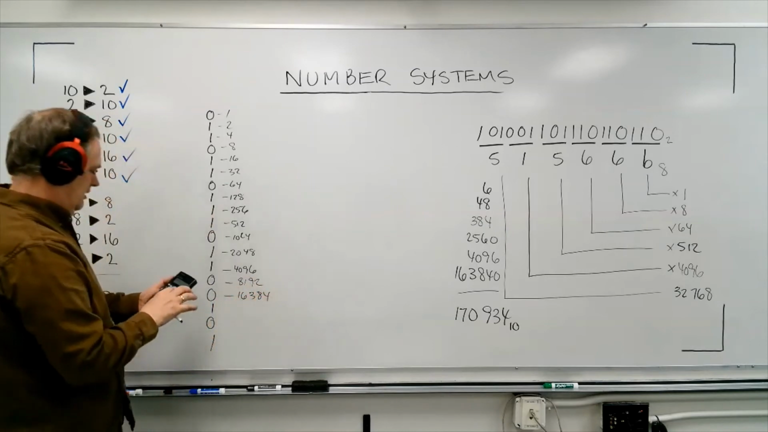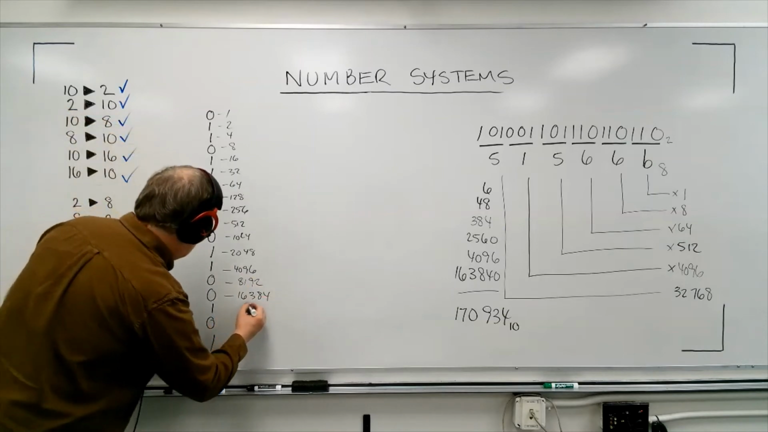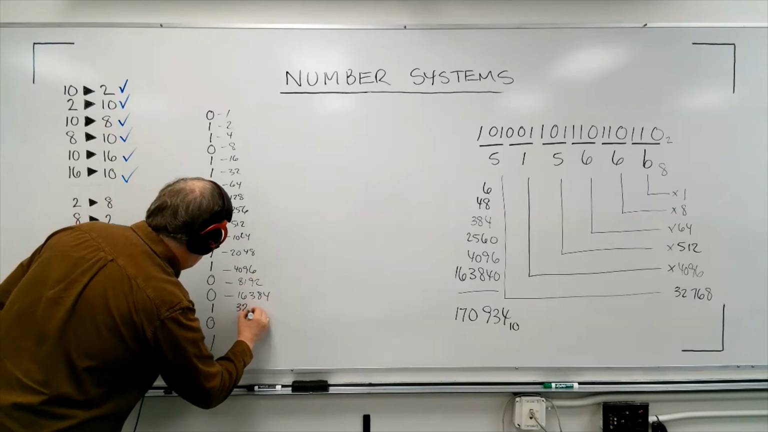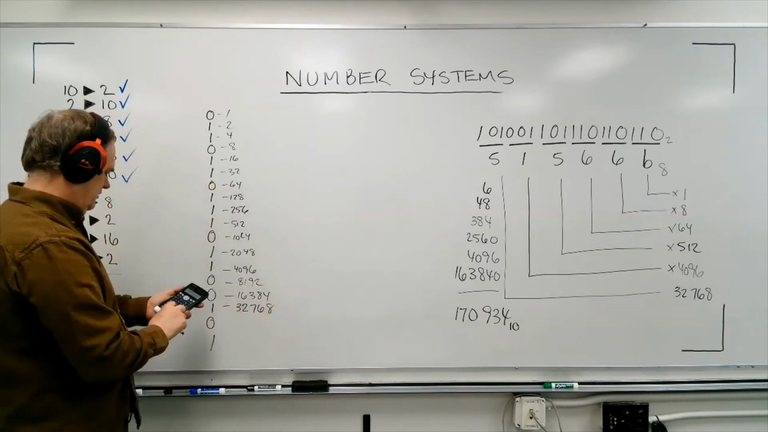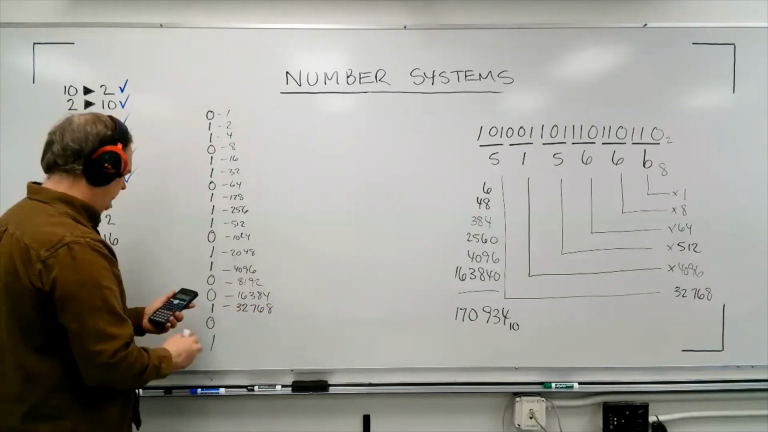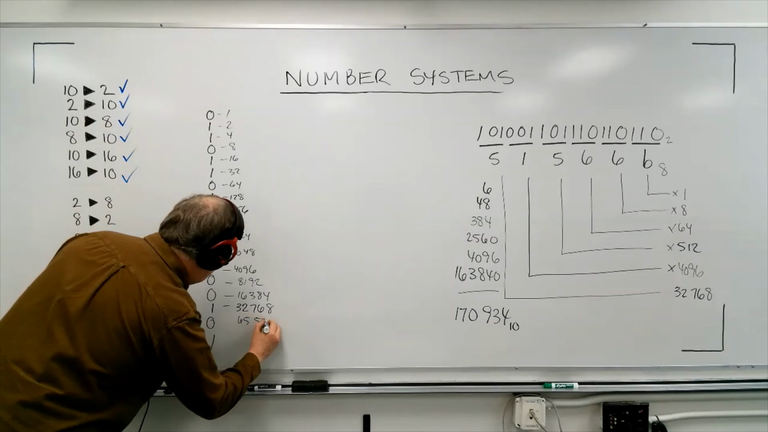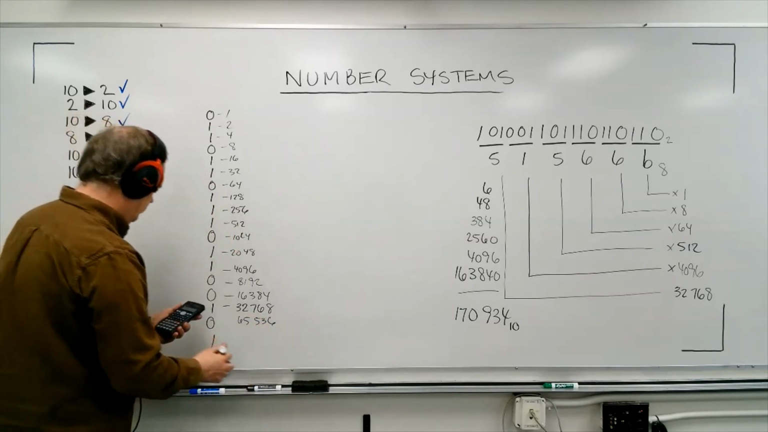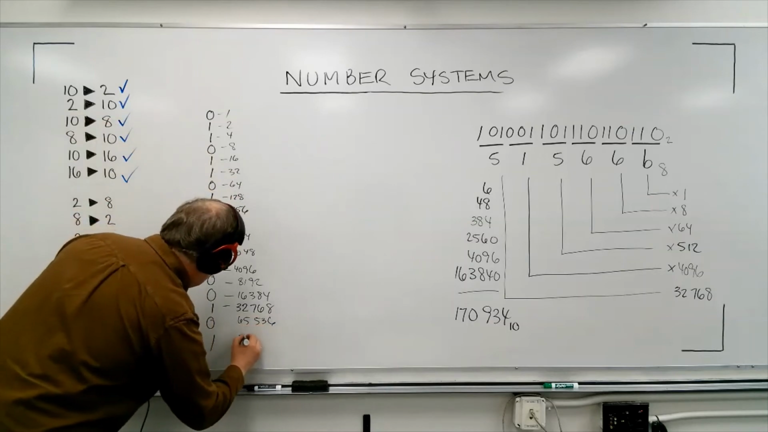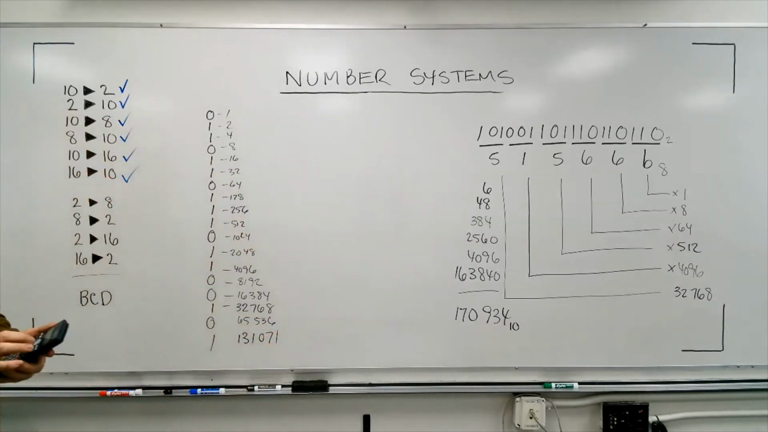16,384 times 2 equals 32,768. 32,768 times 2 equals 65,536. 65,536 times 2 equals 131,071. 131,071. Now watch this, it's kind of interesting.